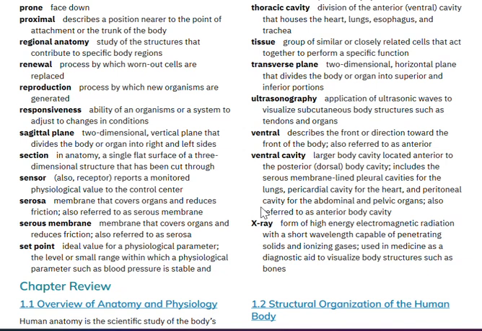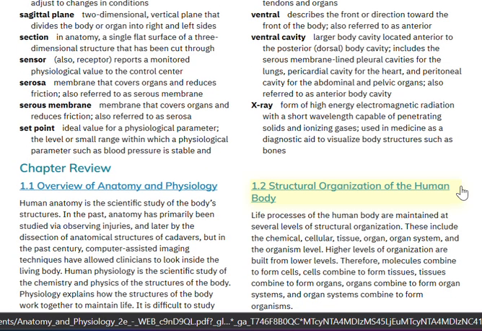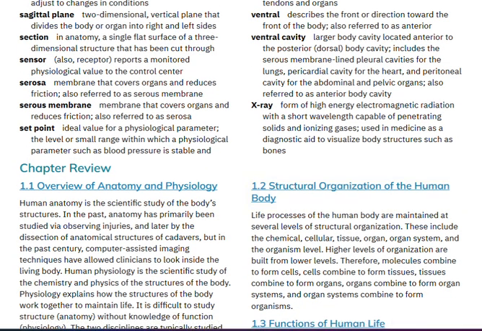Ultrasound. Ventral, front or direction toward the front of the body, also referred to as anterior. Ventral cavity, large body cavity located anterior to the posterior body cavity. Includes the serous membrane-lined pleural cavities for the lungs, pericardial cavity for the heart, and peritoneal cavity for the abdominal and pelvic organs, also referred to as anterior body cavity.